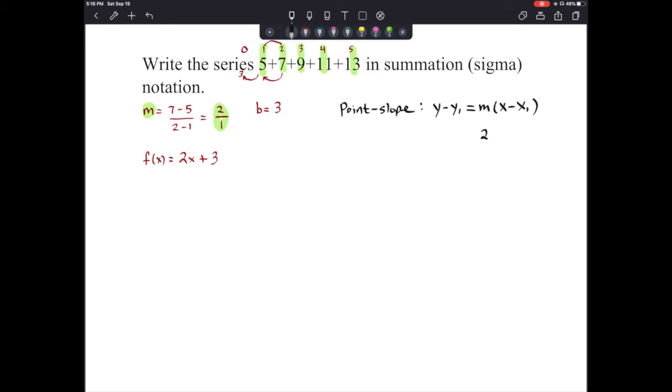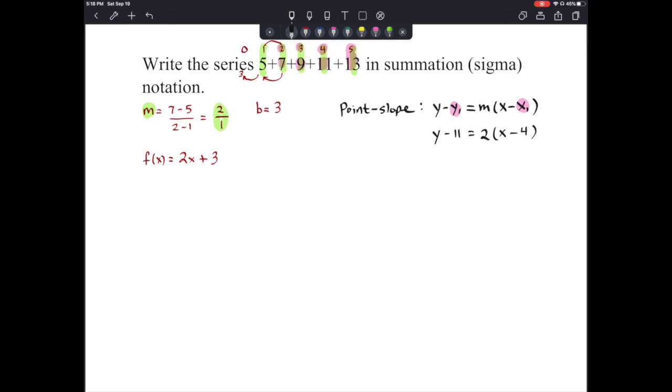Let's put in our slope. You know that is 2. And for the rest of it, I want you to choose one of these points, like say 5, 13, 4, 11, 3, 9, 2, 7, or 1, 5. Choose a random one, and let's plug in the x for the x sub 1 and the y coordinate for the y sub 1, and let's see what you get. I'm going to use the point 4, 11. So if I take it here, I'm going to say y minus 11 should equal our slope times x minus 4.